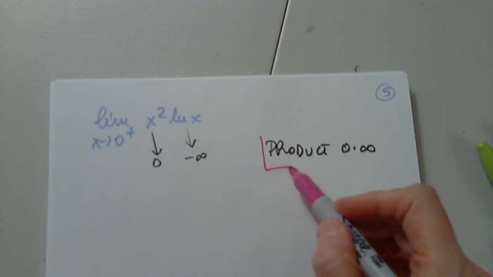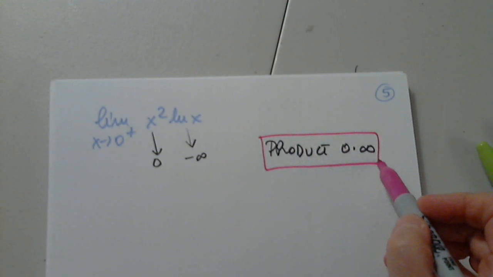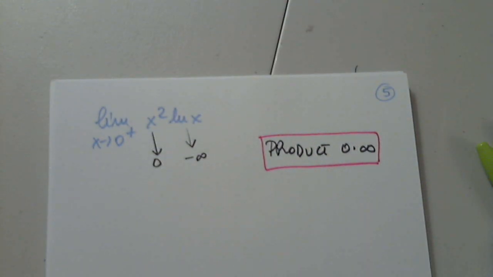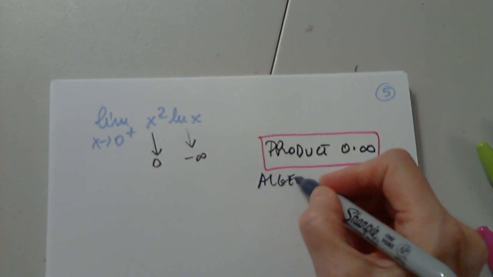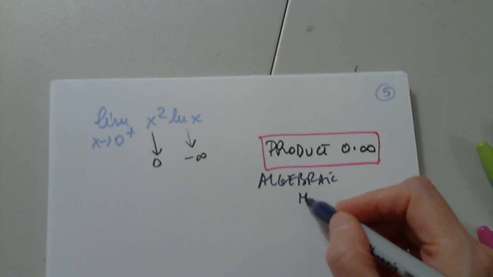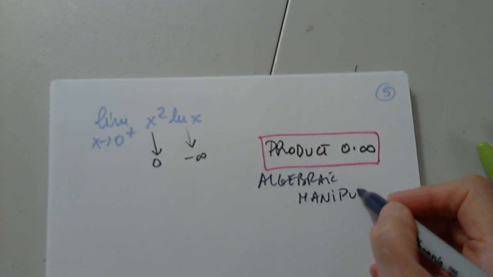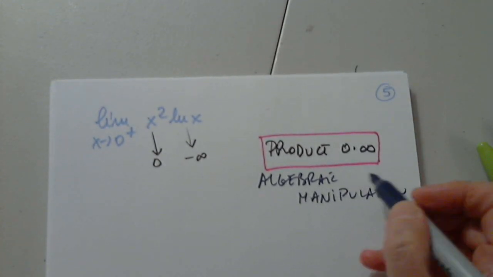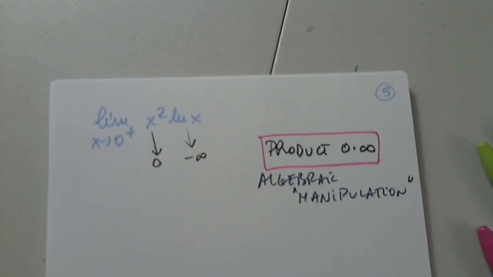So the product, every time we encounter a product in a limit, the answer is algebraic manipulation. I change the outlook of the function, not the function itself. Okay? So let's see how we do that.